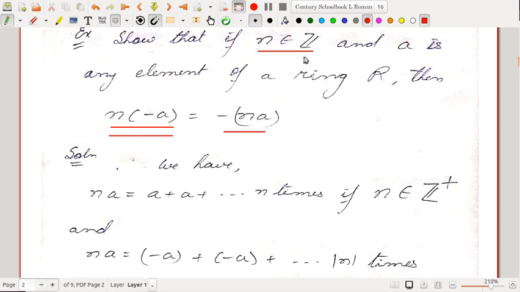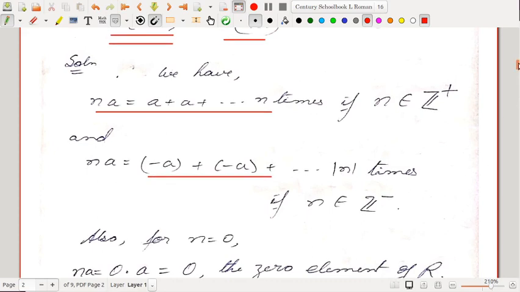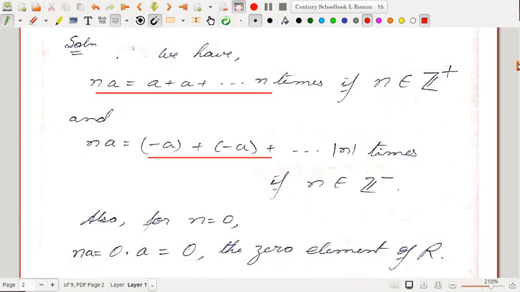So under the definition of ring, if n is any integer and a is any element, then n into minus a is minus na. They are the same thing. So how to prove it? We recall that na is a plus a, n times, if n belongs to Z plus. Z plus means the set of positive integers. And na is minus a plus minus a plus dot dot dot up to mod n times if n is a negative integer. These two are the basic things that we will use.